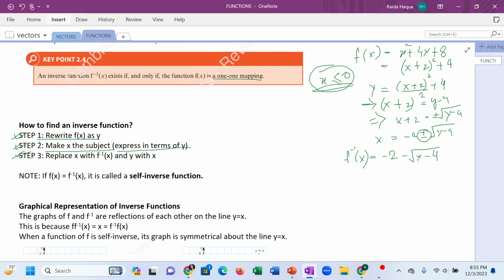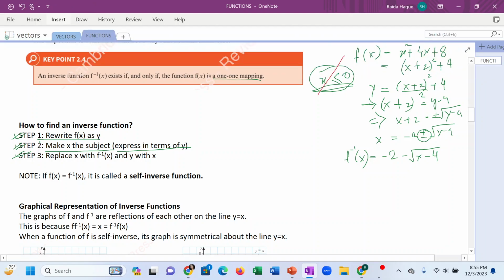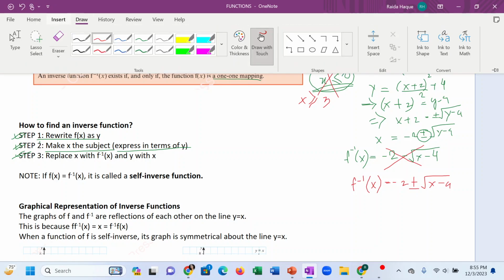However, let's say this was not the condition. What if the condition was x is greater than or equal to 3? If the condition was x is greater than or equal to 3, then this would be wrong. In that case, f inverse x would be minus 2 plus root of x minus 4. So that is something you need to be very careful with.